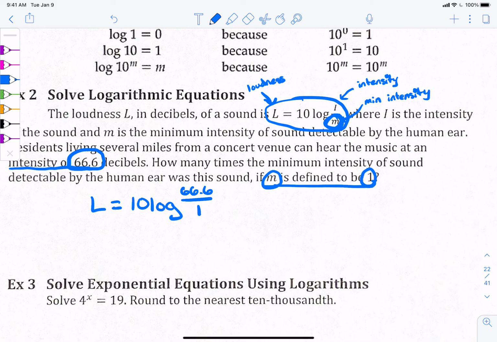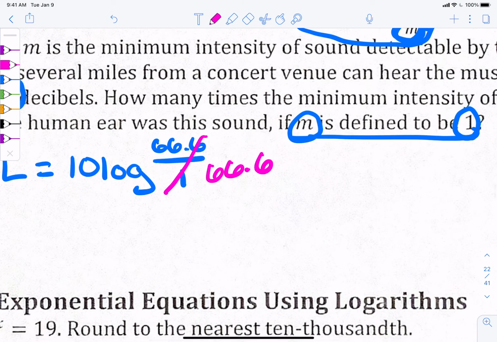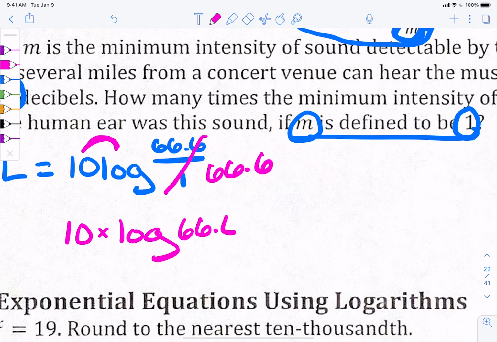Do we have to do 66.6 divided by 1? Kind of. That's just 66.6. Okay? So type in 10 log. What's going on between this 10 and this log if you need to put an operation in there? It's really like 10 times log of 66.6 if you want to put a times in there. Otherwise, you can just say 10 log, and that's fine too.